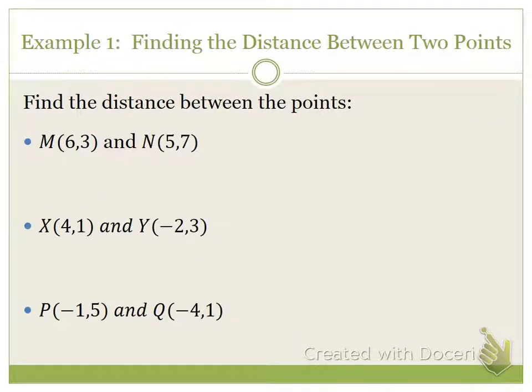So in example 1, we're finding the distance between points M and N. The first thing we need to understand, and we actually did this when we were finding slope, is how we number each one of the points in these ordered pairs. It goes x1, y1, x2, y2. Okay, so that's how we're going to number the points. Go ahead and write that first set down. Point M is located at (6, 3), and point N is at (5, 7). Go ahead and write down those two ordered pairs.